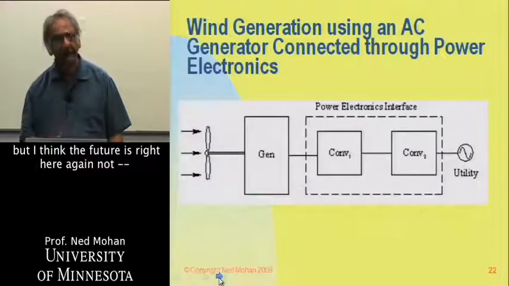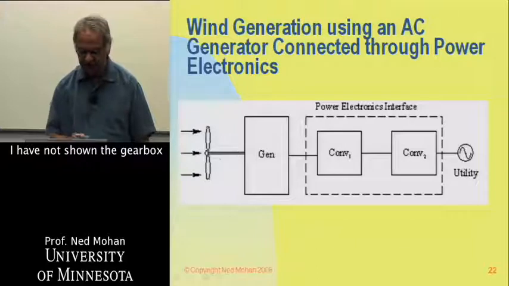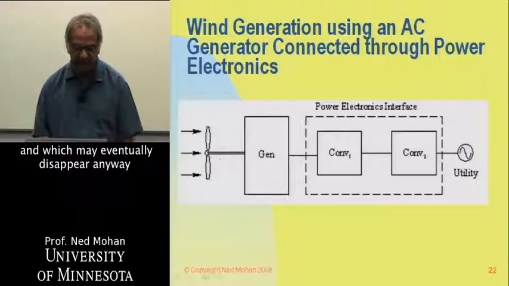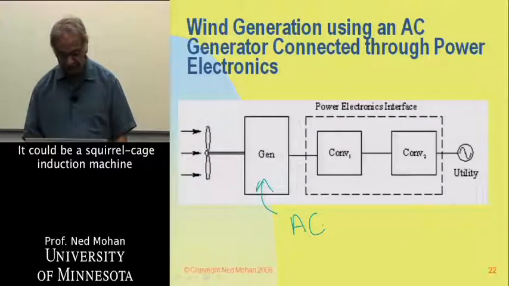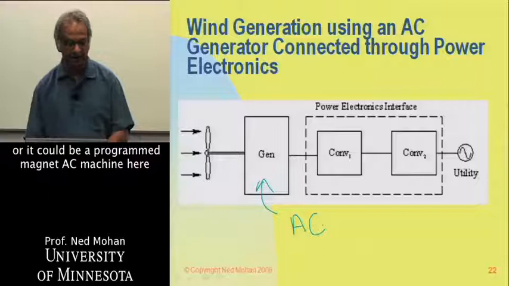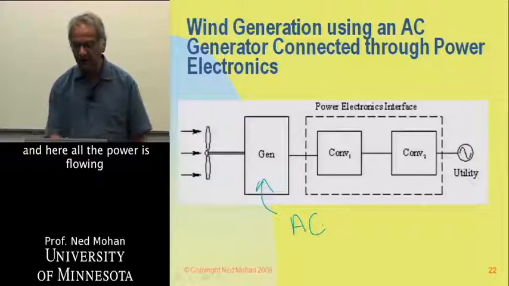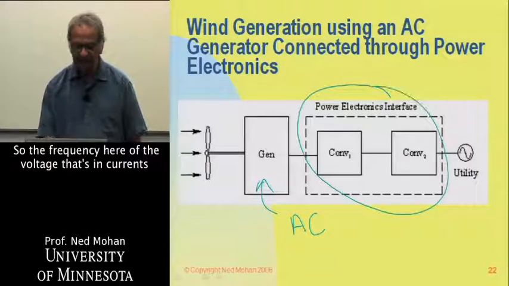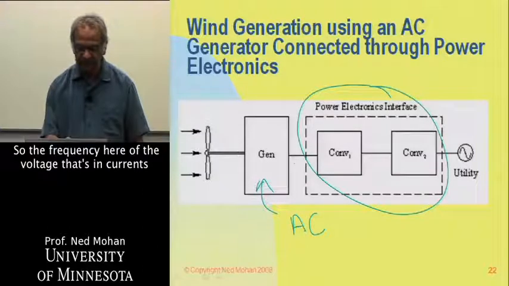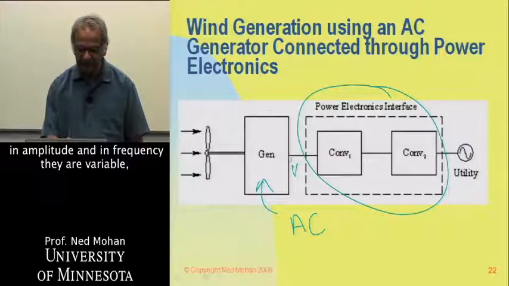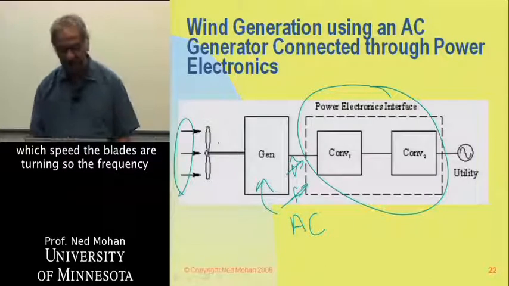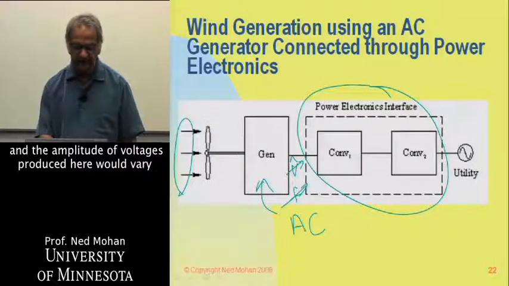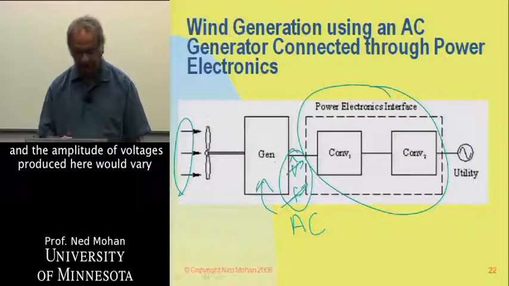But I think the future is right here. Again, I have not shown the gearbox, which may eventually disappear anyway. So this is an AC machine. It could be a squirrel cage induction machine, or it could be a permanent magnet AC machine. And here, all the power is flowing through power electronics. The voltages and currents are variable in amplitude and in frequency. It depends upon the speed of the wind and at which speed the blades are turning. So the frequency and the amplitude of voltages produced here would vary.